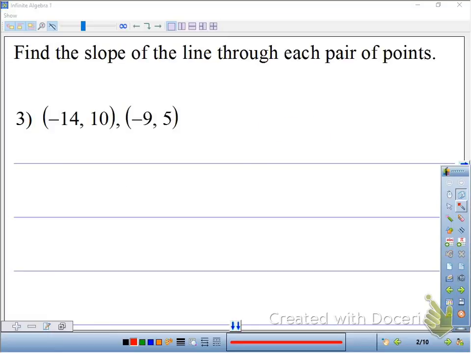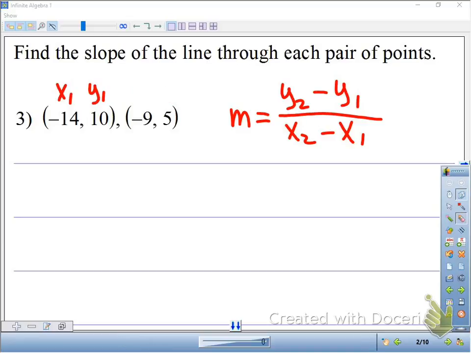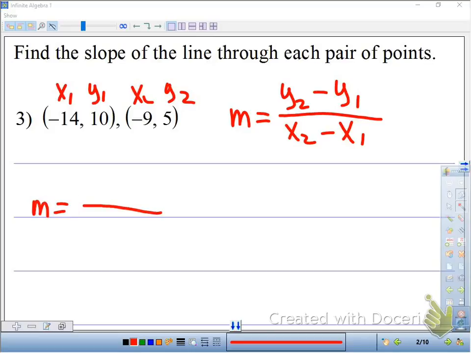Okay, finding slope from 2 points. We're going to be using our formula. m equals y2 minus y1 over x2 minus x1. Now, I would highly advise marking which one is which. So I got my x1, y1, and my x2, y2. Okay, and then we're going to fill this in. Now, I personally like to put those minus signs there right away, and let's fill it in.